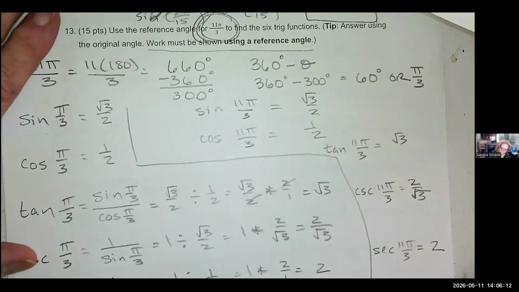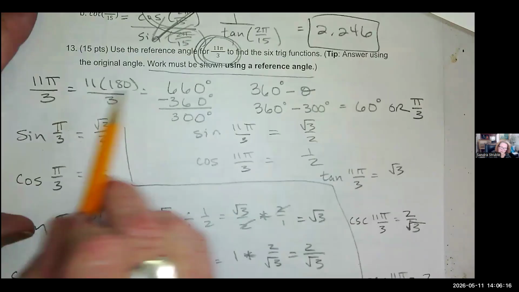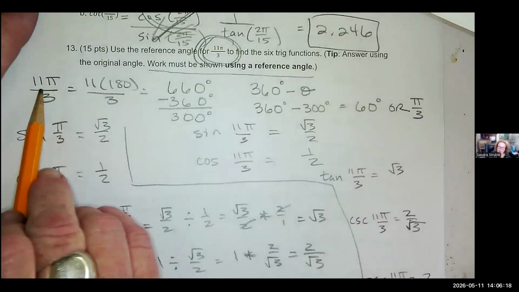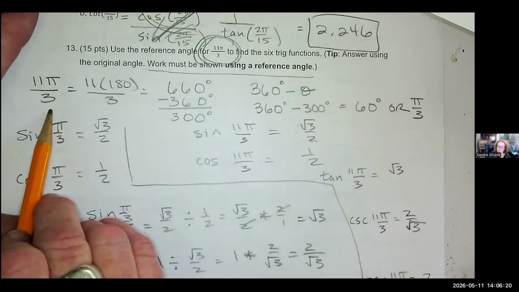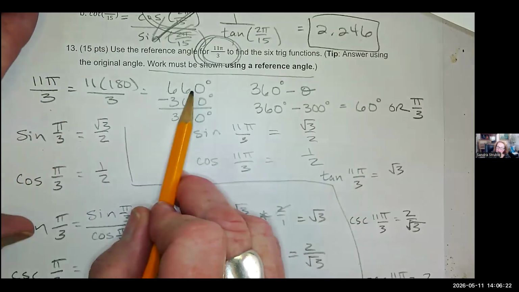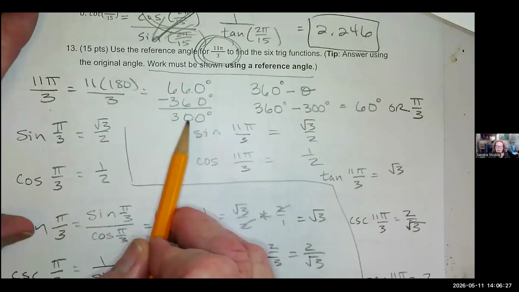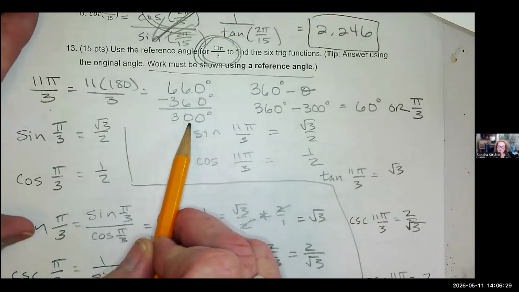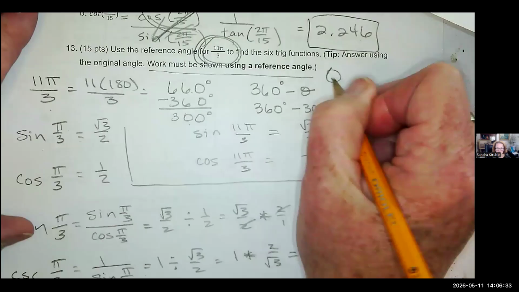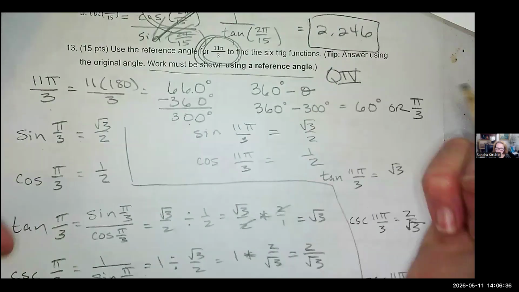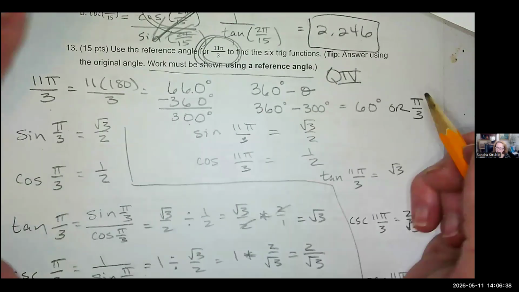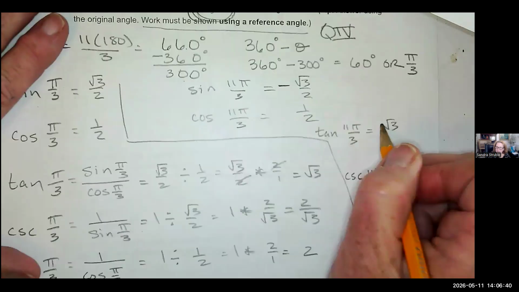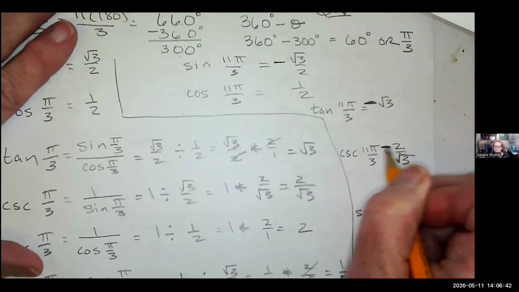Now, this is in quadrant 4. 11 pi over 3. Remember, we found out the degrees were 660. But if we take a full rotation away, we find out that the coterminal angle is 300 degrees. That's in quadrant 4. In quadrant 4, who is positive? There's only 2 that are positive. It's cosine and secant. So those are your answers.